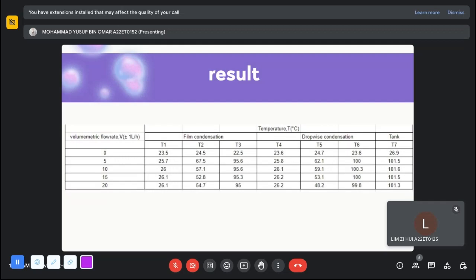Okay, for the results in the experiment, we can see for the volumetric flow rate, the temperatures T1 until T7 are below 30 degrees Celsius. The average temperature we get is 24.5. After the volumetric flow rate changes to 5 until 20, T1 until T7 increase until 101.3 degrees Celsius.